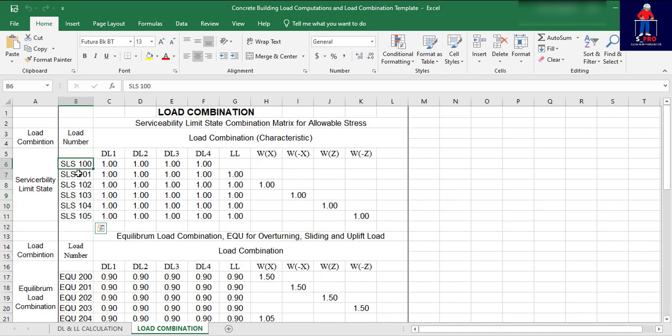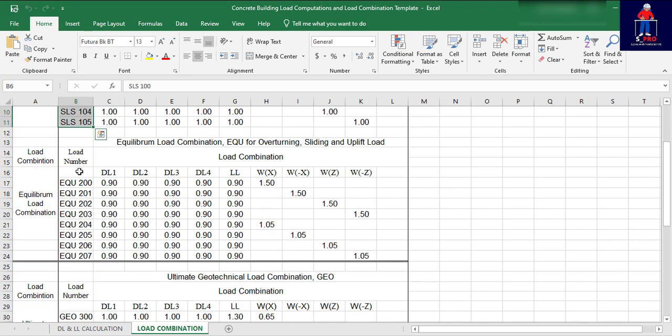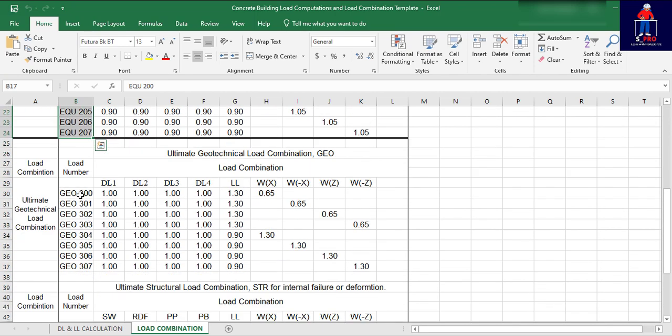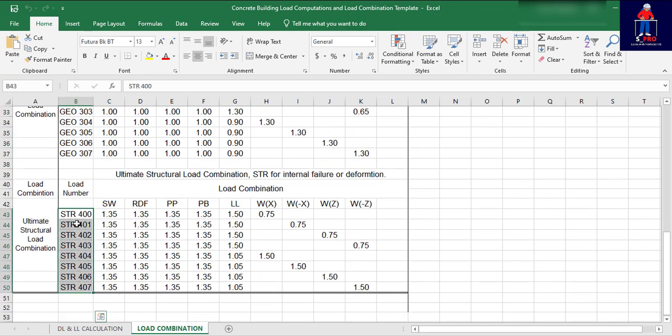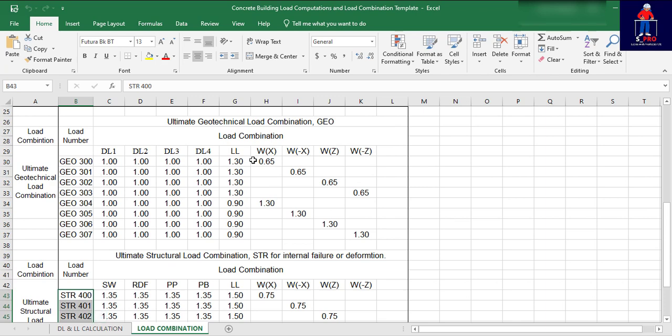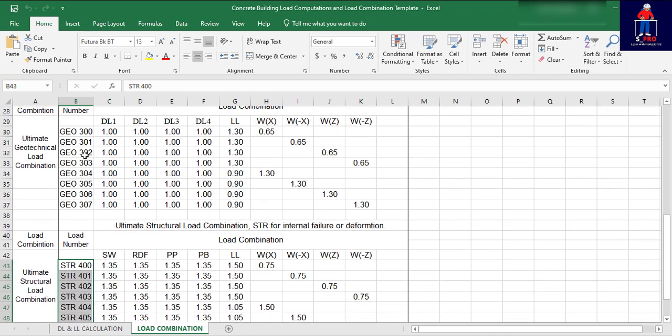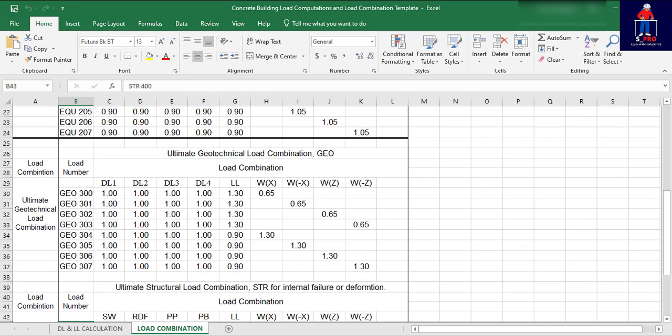So these are the multiple combinations I have put together. If you have this, you have no issue whenever you are doing concrete design. Just come here and get the factors and the load combination pattern. So that's that.